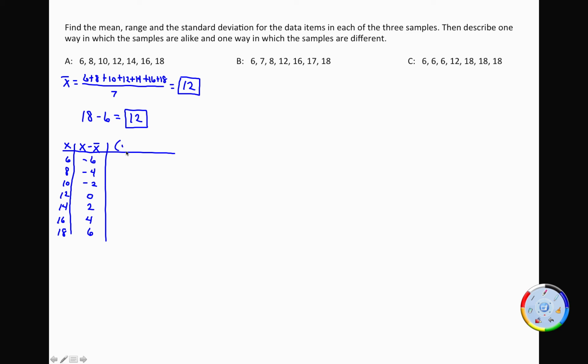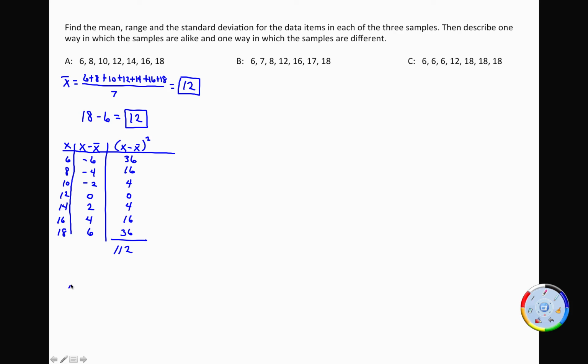If I added those up to find their mean as they are, I would get a 0. So I'm going to square each one. 36, 16, 4, 0, 4, 16, 36. Then find their sum. Which is 112.